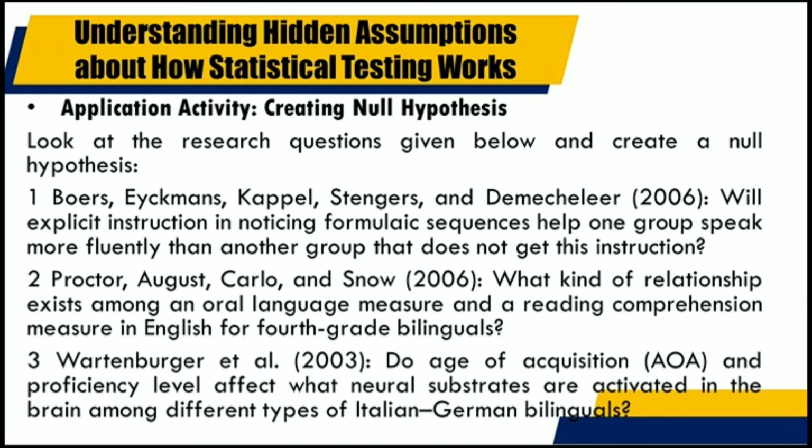Number 2. Proctor, August, Carlo, and Snow, 2006. What kind of relationship exists among an oral language measure and a reading comprehension measure in English for 4th grade bilinguals? In this case, we can say that the null hypothesis is that there is no relationship among an oral language measure and a comprehension measure in English for 4th grade bilinguals, because this is what only lies in the head of the researchers thinking it is a false hypothesis.